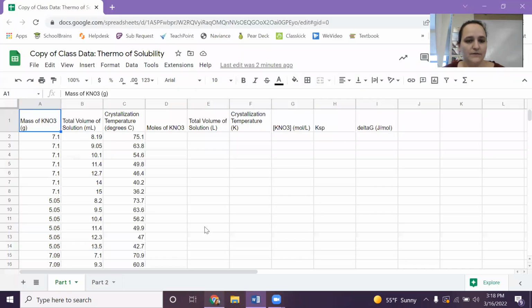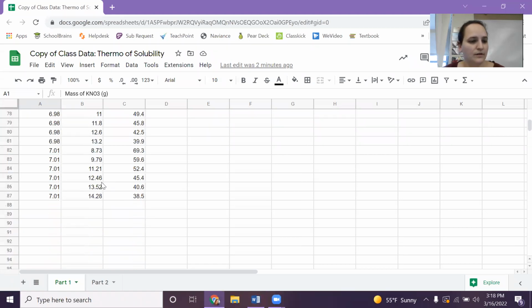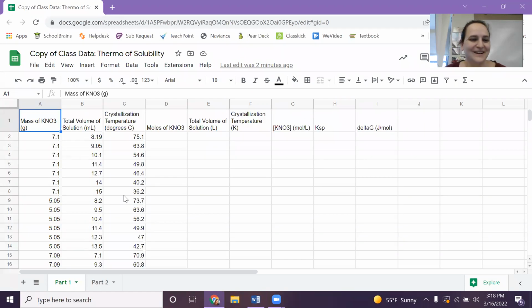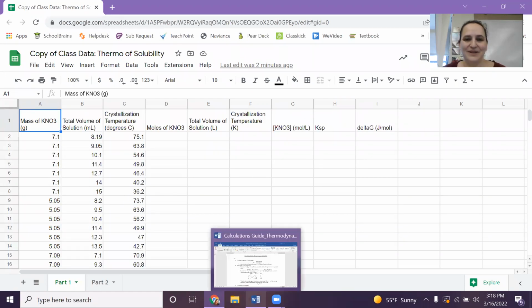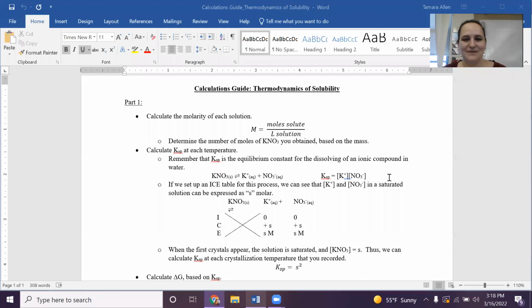So we have a spreadsheet put together with all 86 trials that were completed. And we're going to be essentially doing the same calculations for all of these trials and then creating a graph of the results. So that sounds like a lot, but the wonders of spreadsheets are that we can do the math once and then copy and paste. So let's take a look at what we need to do.